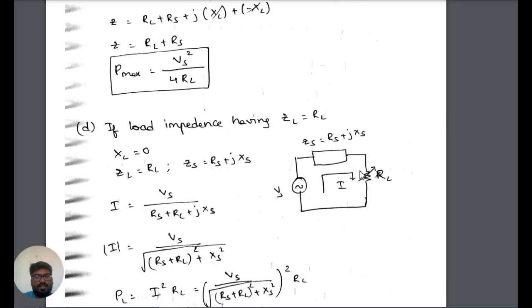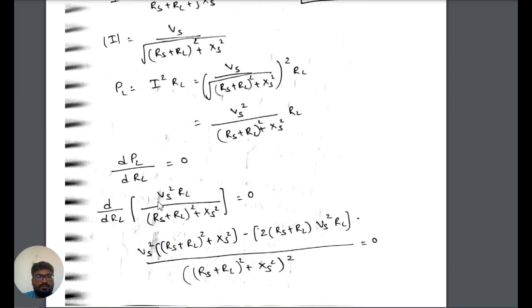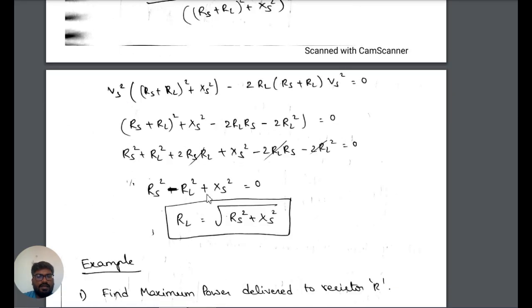If the load has only a resistive element and the source has an impedance with a resistive element and a reactive element, in this condition we find the current equation and power equation, then differentiate with respect to RL. At this position, we get RL equal to the square root of the source resistance squared plus the source reactance squared. With this equation, we get maximum power transfer.